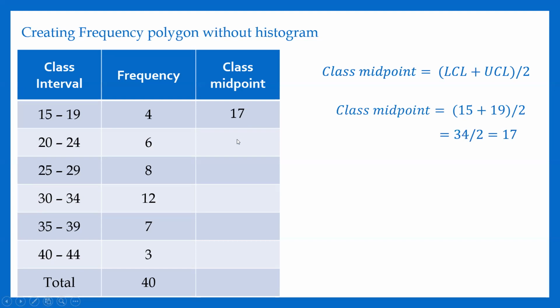Then (15 + 19) divided by 2 is 17, then 22, 27, 32, 37, 42. So these are the class midpoints.